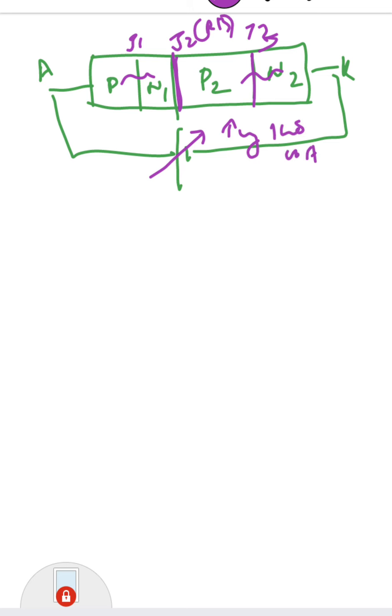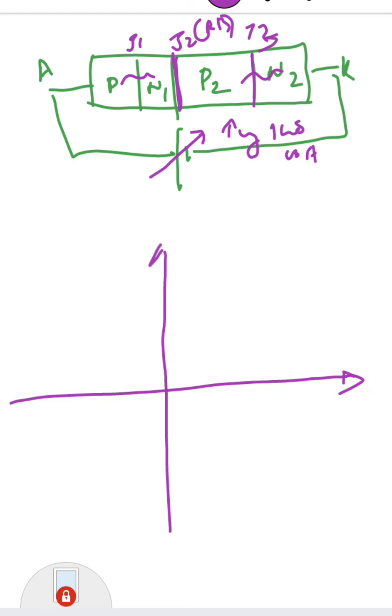Okay, so I am going to draw a graph. In the x-axis I am taking anode voltage VA. This voltage is VA, voltage with respect to anode and cathode. And the current flowing from anode to cathode once the device is turned on, that is represented by IA or anode current. So I am going to draw this.